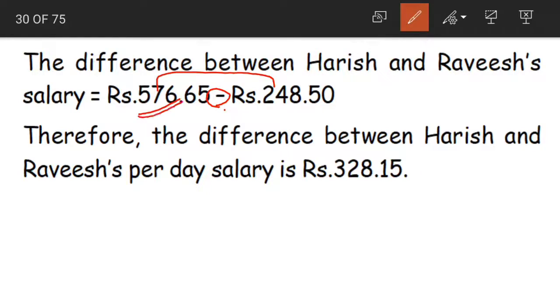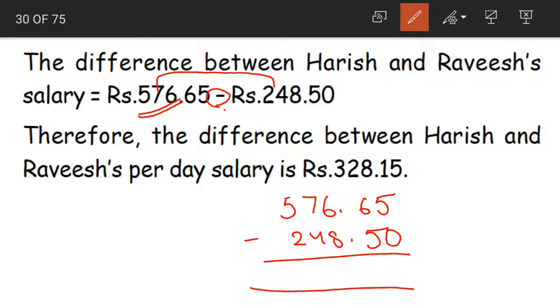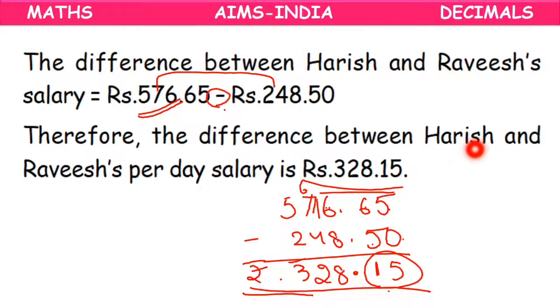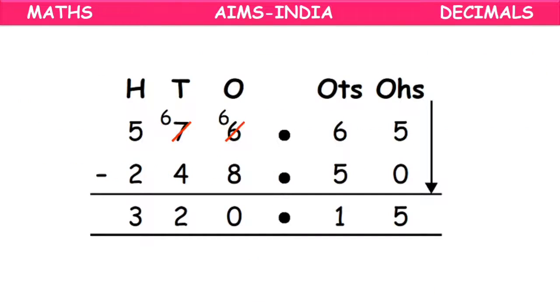Of the two numbers, 576 is the bigger number, so writing it above, then we have minus 248 rupees 50 paise. If we subtract, 5 minus 0 is 5, 6 minus 5 is 1, point, 6 minus 8 is not possible, borrowing, 16 minus 8 is 8, 6 minus 4 is 2, 5 minus 2 is 3. So the final answer is 328 rupees 15 paisa. This is the difference between Harish and Ravi's per day salary.